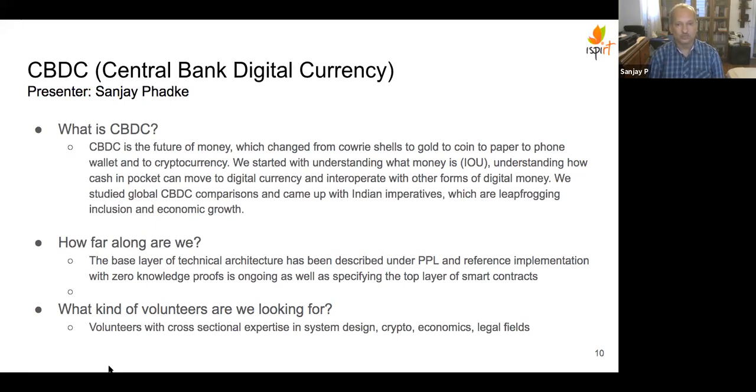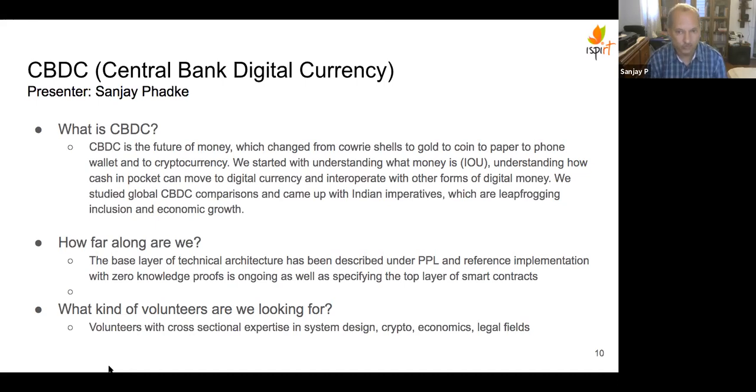So for us, it was important to understand what are the global comparisons, and we realized that every country has a different reason for its own CBDC design, and that's what we've been working on for India, for which the imperatives really are about how can we leapfrog financial inclusion, and how can we accelerate economic growth. How do we unclog many of the friction areas? And that will briefly get talked about in the next slide.